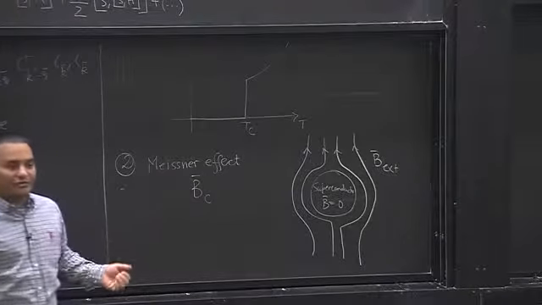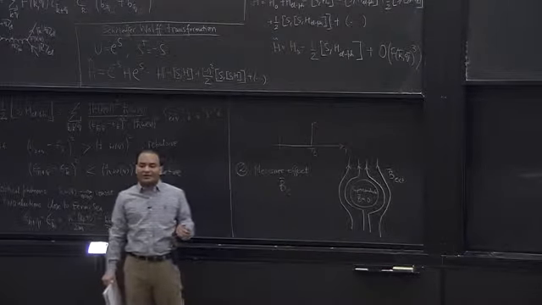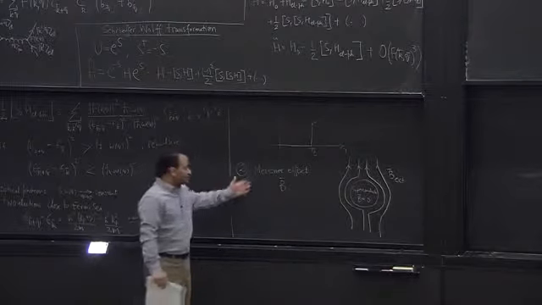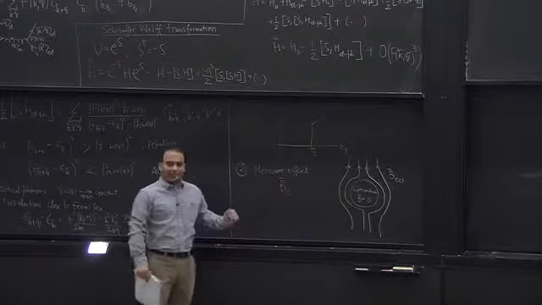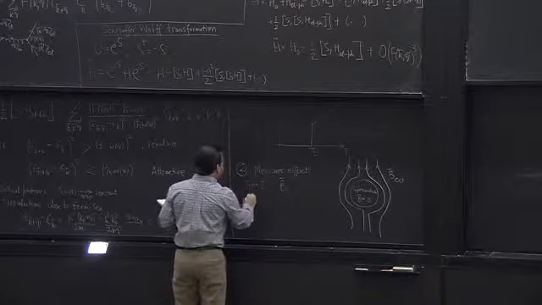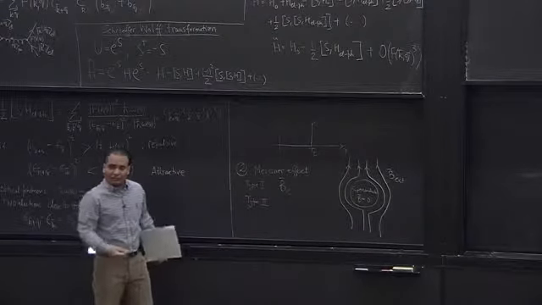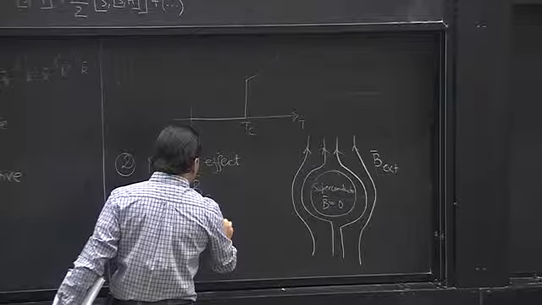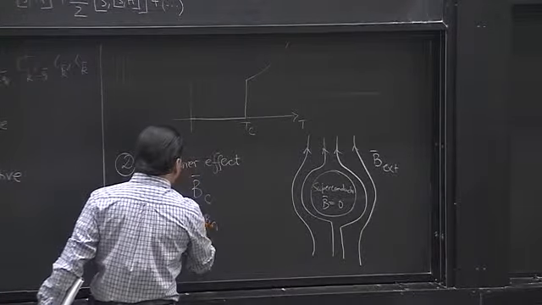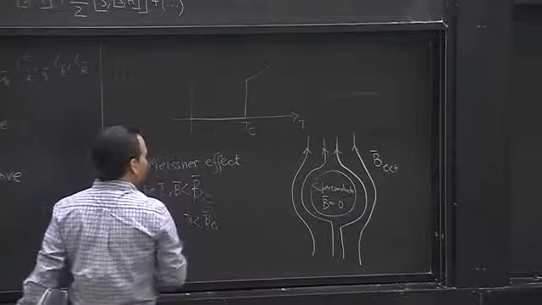So these are called type 1 superconductors. There is another class of superconductors called type 2 superconductors, which do the same thing till a critical field. So this is type 1 that has one critical field. You can also have type 2 superconductors which have two critical fields. For magnetic field less than critical field, you have Meissner effect.